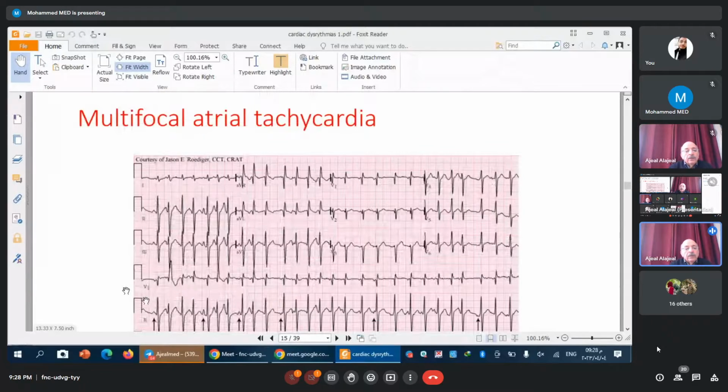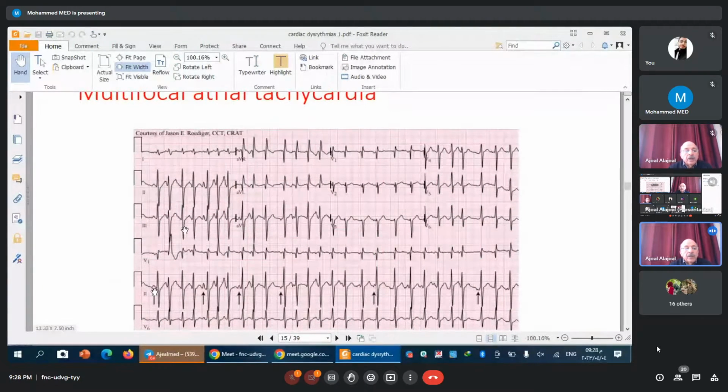This is multifocal atrial tachycardia. Again, you can see that the P waves are different from each other. Look at these arrows in here. This is a very small P wave. This is a P wave which is a little bit bigger. And sometimes the P wave is even inverted. This will tell you that the ectopics in the atria are at different sites. Next slide, please.